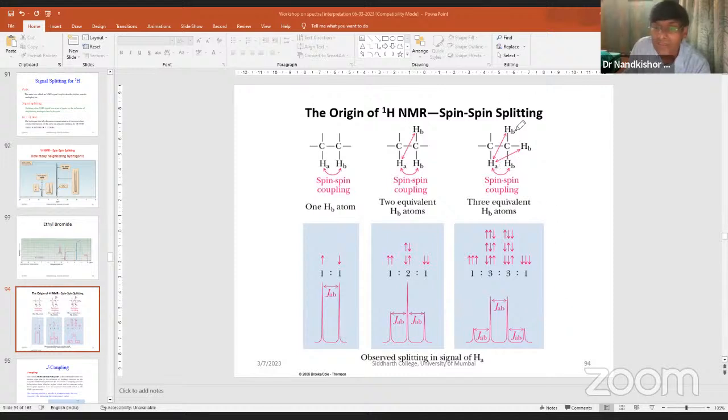If it is nearby three protons, if it is nearby two protons, if it is nearby one proton. So one proton will give the doublet, two protons give the triplet, three protons give the quartet, but that is because of this spin combination. That's why it is called spin multiplicity or splitting. So this is because of the spin combination.